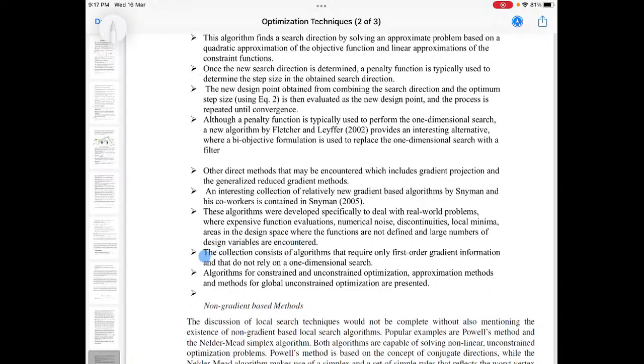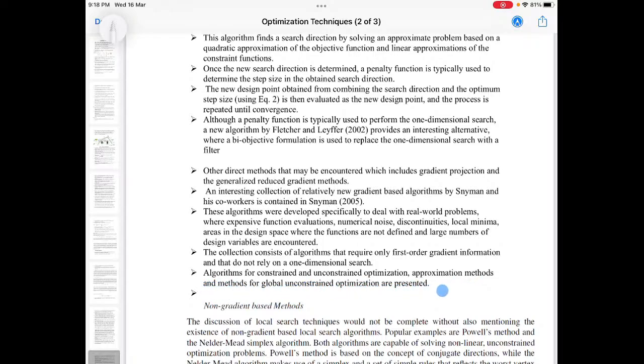The collection consists of algorithms that require only first order gradient information and that do not rely on one-dimensional search. So actually, as you can see here, it uses a bi-objective formulation instead of a one-dimensional search. And the algorithms for constrained and unconstrained optimization, approximation methods, and methods for global unconstrained optimization are presented.